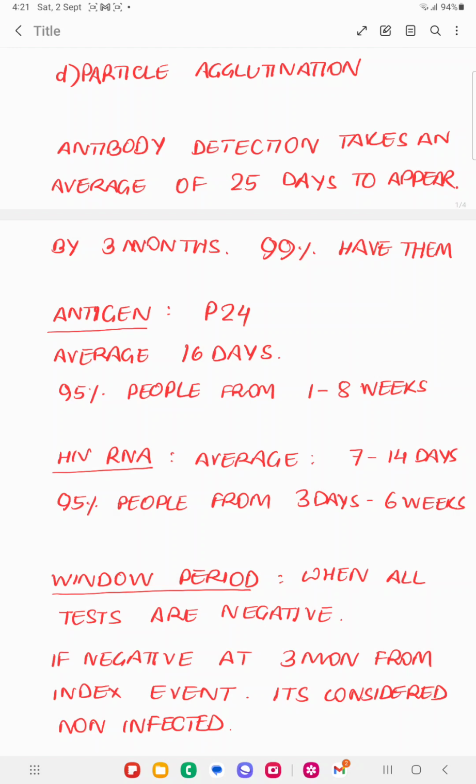HIV RNA is the fastest to appear at around 7 to 14 days, a little earlier than P24 antigen, and 95% of people from 3 days to 6 weeks will have positivity for HIV RNA. But HIV RNA is not used for establishing the diagnosis of HIV in an adult patient.